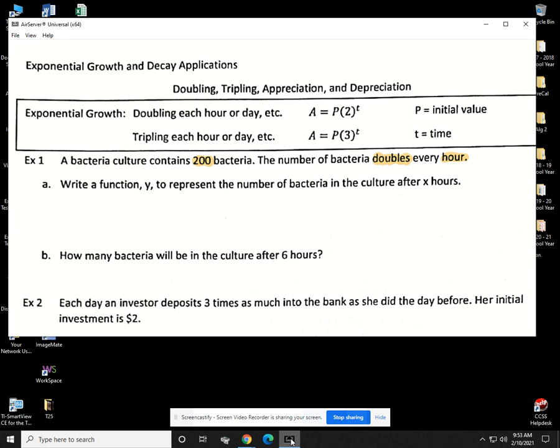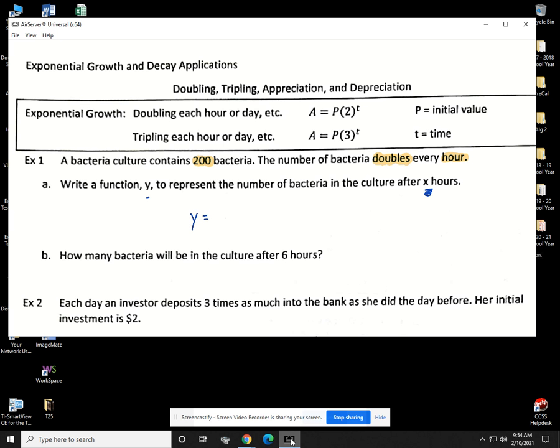Now, here's what the question actually asked us. Write a function, y. So instead of a, they want us to name it y, no big deal. Sometimes they'll ask us to put it in function notation. They may say use f of x or something like that. Then it says to represent the number of bacteria in the culture after x hours. So where's x going? If it represents hours, that's your t, that's your time.